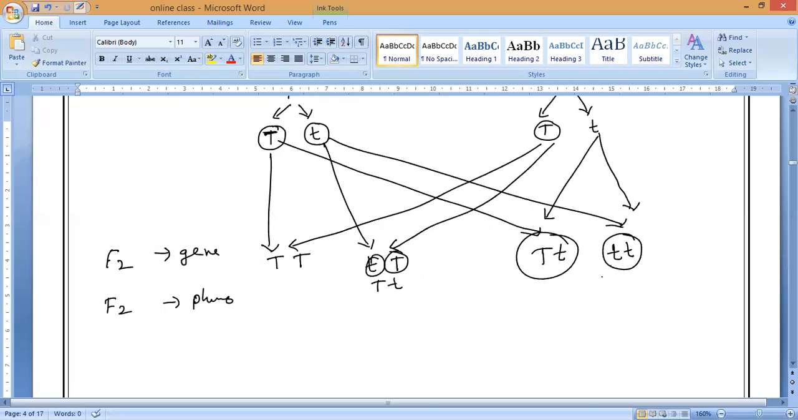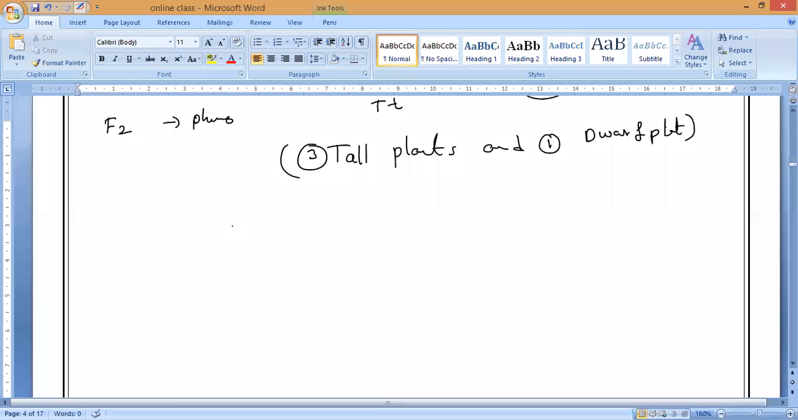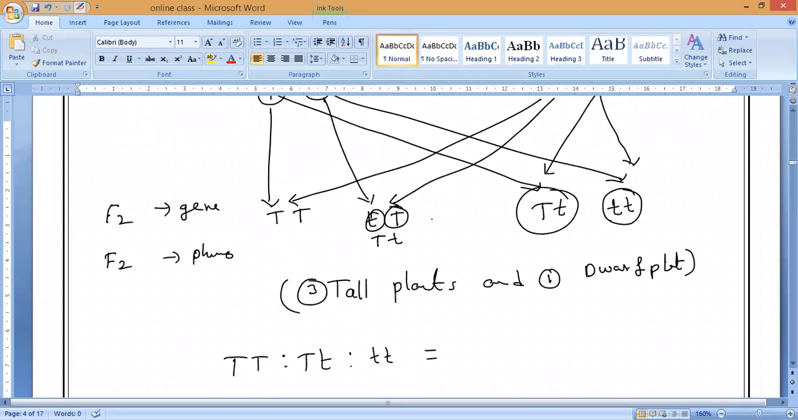If you notice here, there are three tall plants. How many tall plants? Tall plants are 3, and one dwarf plant is coming. This is only in the F2 generation. If we take the ratio here, what is coming? Capital T capital T, capital T small t, and small t small t. So what is the ratio? Capital T capital T is 1, capital T small t is 2, and small t small t is 1.